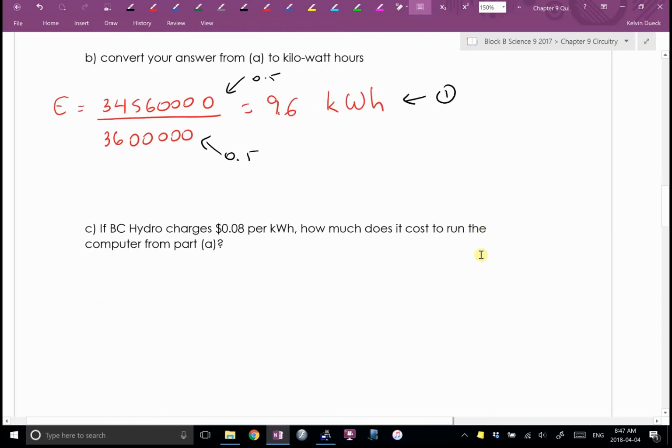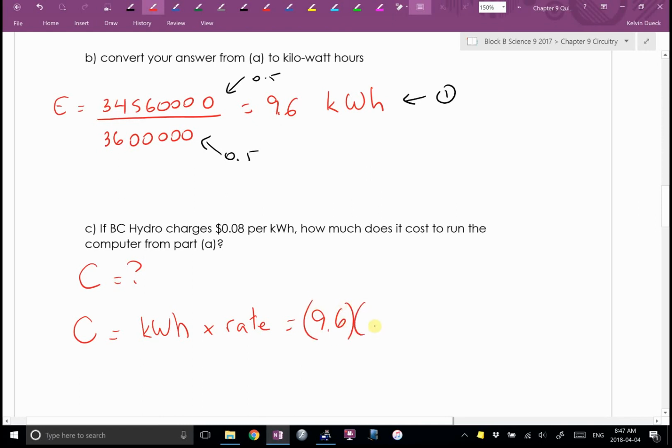If BC Hydro charges 8 cents per kilowatt hour, how much does it cost? Okay. This is asking me to find cost. Did I give you a cost equation on your sheet? I did? Wow. Brooklyn, let's finish this off, you and I. What's the cost equation on your sheet? Brooklyn, how many kilowatt hours? Careful. There's a point there. Yep.